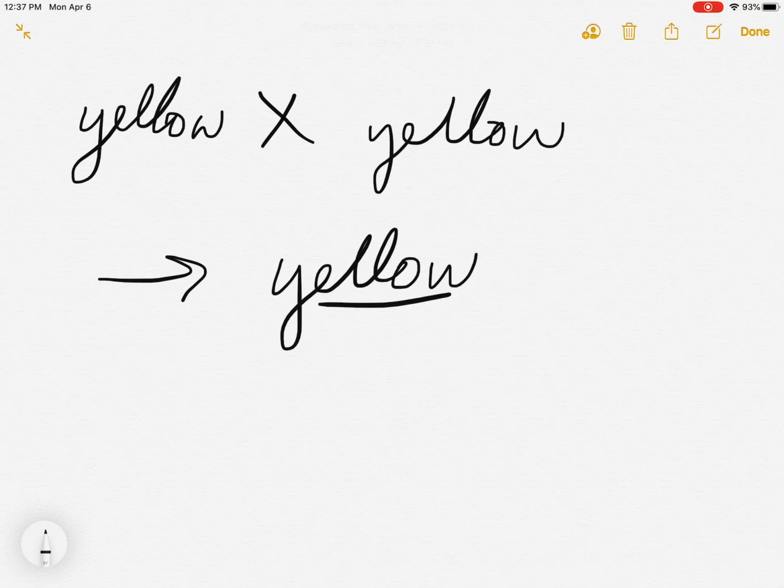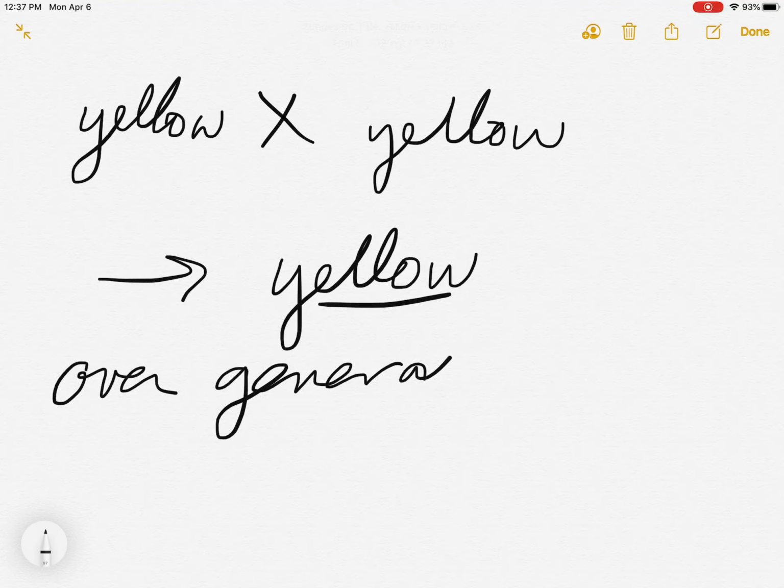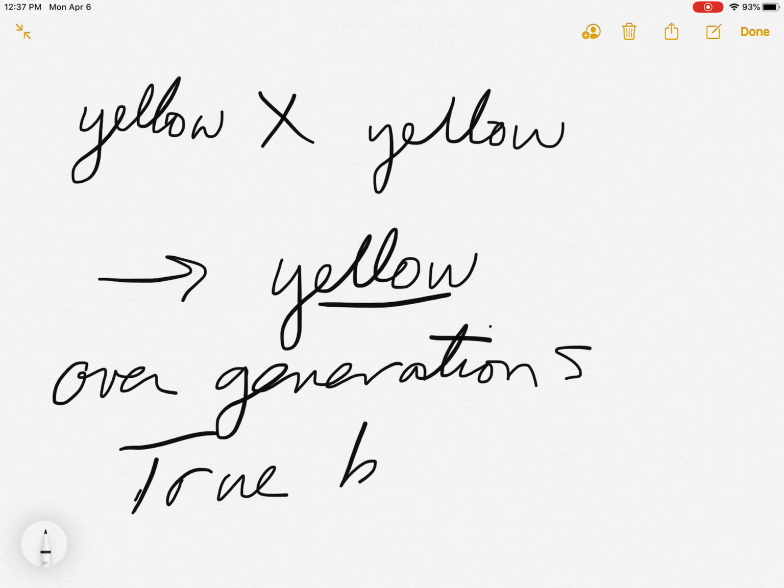And that's usually what happened. And in fact, if they did this over many generations, and they kept getting yellow peas over and over again, they had a name for that. They called that true breeding or true bred. That's also, I think, on your concept list. If something is true bred, it simply means that they are going to produce the same trait over and over and over and over again.